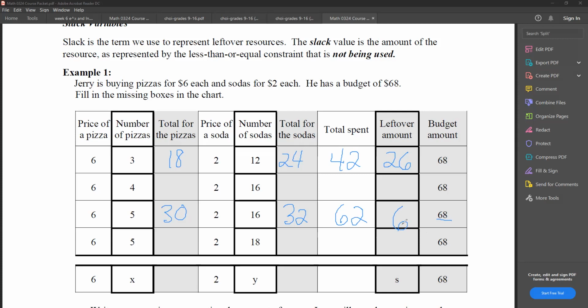All right. Let's just do it again. 6 times 5 is 30. 2 times 18 is 36. I get $66, and my leftover is $2.